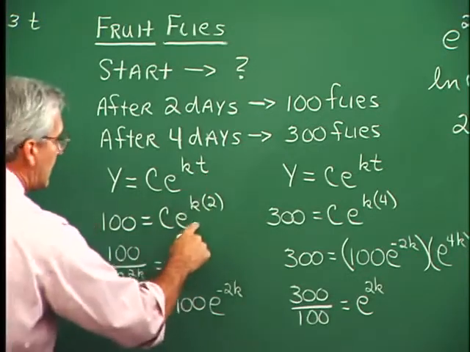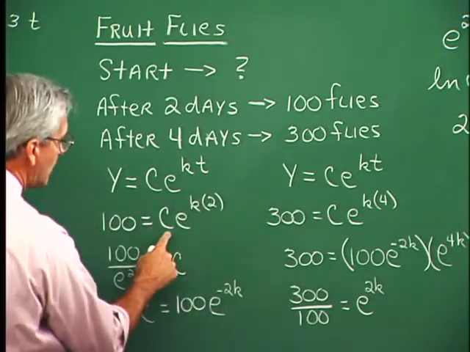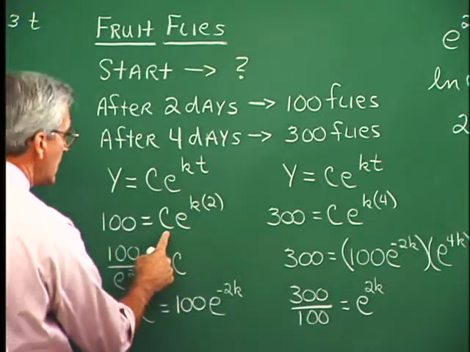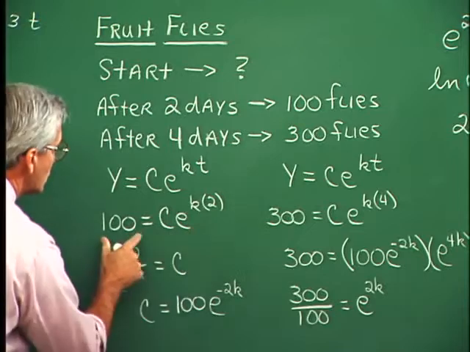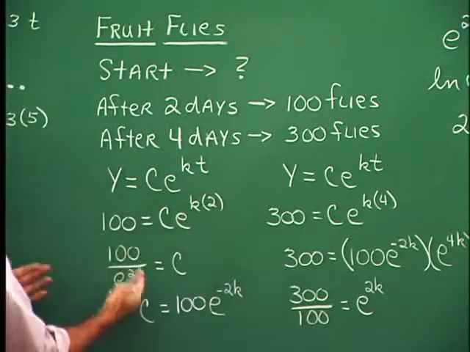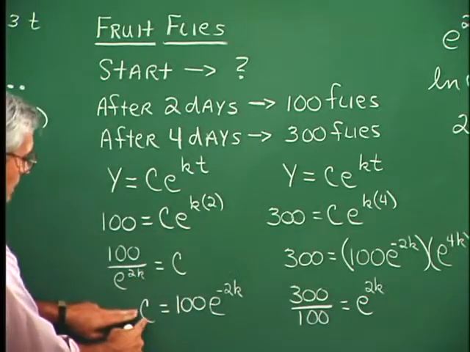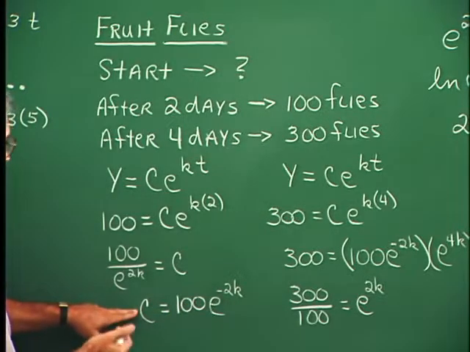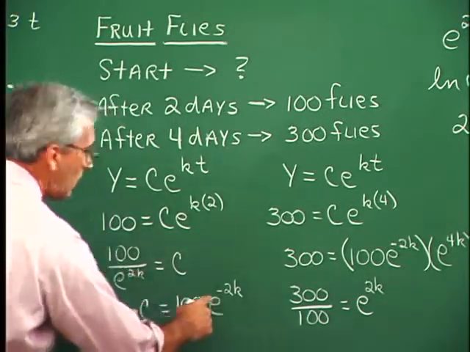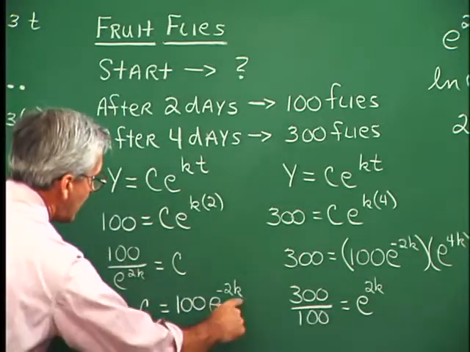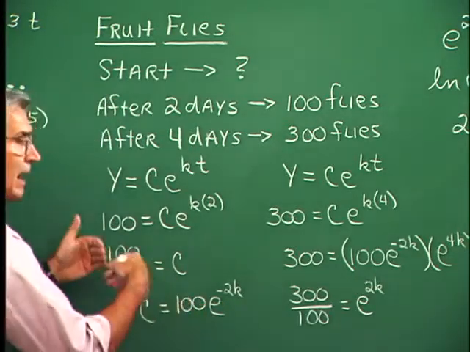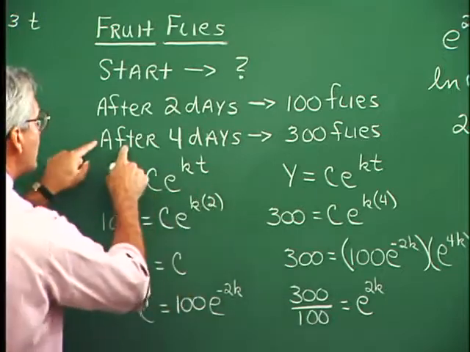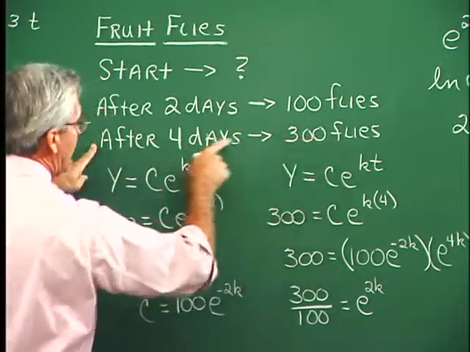Now I've got a choice here. I can solve this for c or for k. It's pretty easy to solve for c. C then is 100 divided by e to the 2k, or c is 100 e to the negative 2k. All right, now with this information, what we're going to do is take this information about c and pop it into a relationship having to do with this 4-day information.